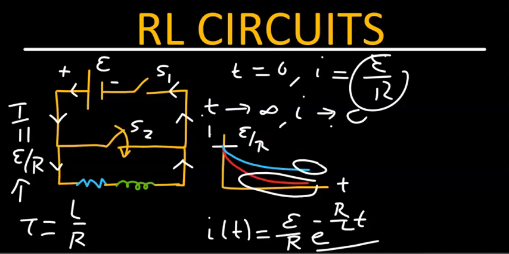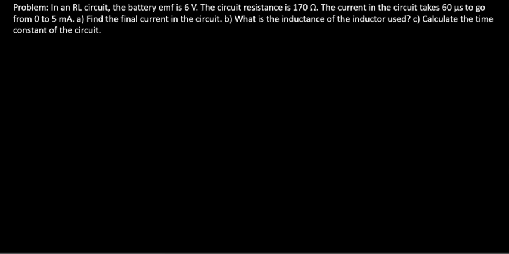Now let's look at a problem. Problem 1. In an RL circuit, the battery EMF is 6 volt. The circuit resistance is 170 ohms. The current in the circuit takes 60 microseconds to go from 0 to 5 milliampere. Find the final current in the circuit, what is the inductance of the inductor used, and calculate the time constant of the circuit.